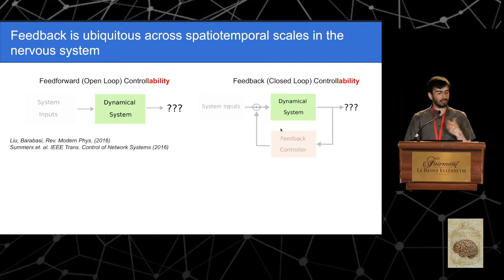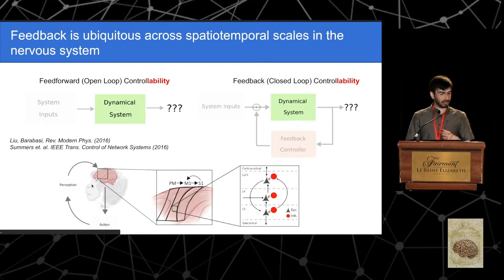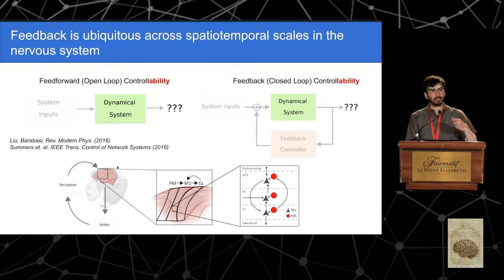So the first observation one can make is that feedback is ubiquitous across spatiotemporal scales in the nervous system. This is true at the level of behavior, where there's a constant feedback loop between action and sensory perceptions of those actions. It's true at the level of intercortical communication, where there are lots of feedback connections between different cortical areas. And it's true at the level of the local canonical microcircuit, where you have lots of feedback connections both between and within layers. This fact motivates us to hypothesize that the neural dynamics associated with these structures should be amenable to control under feedback. In other words, they should be feedback controllable.